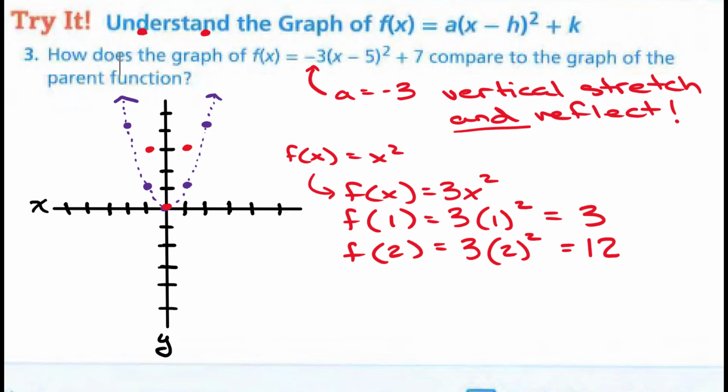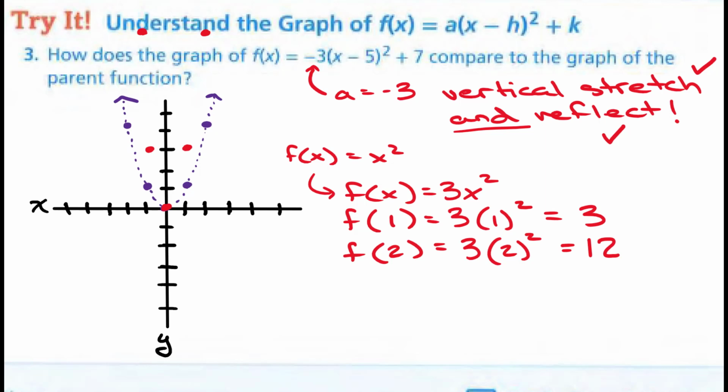Now, those 5 points, that's just taking care of this stretch. See how the graph got stretched out? But I'm not even going to connect these yet because now we need to reflect. So I'm going to flip all of these points below the x-axis.